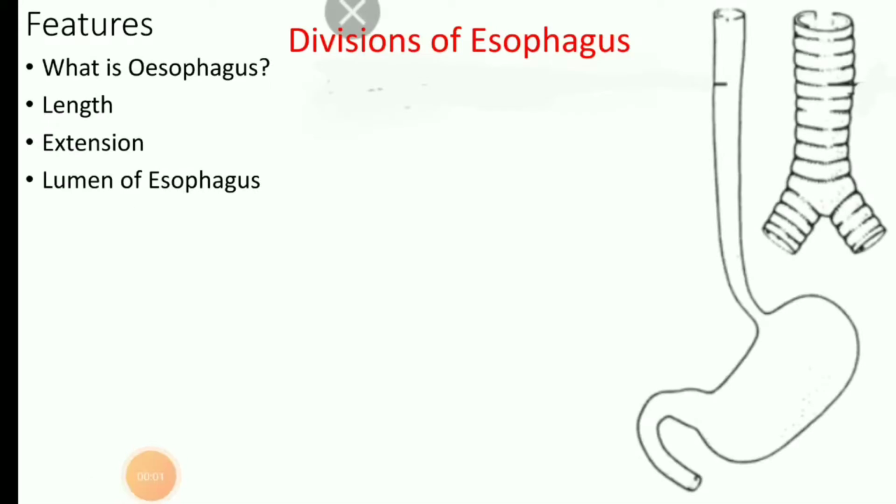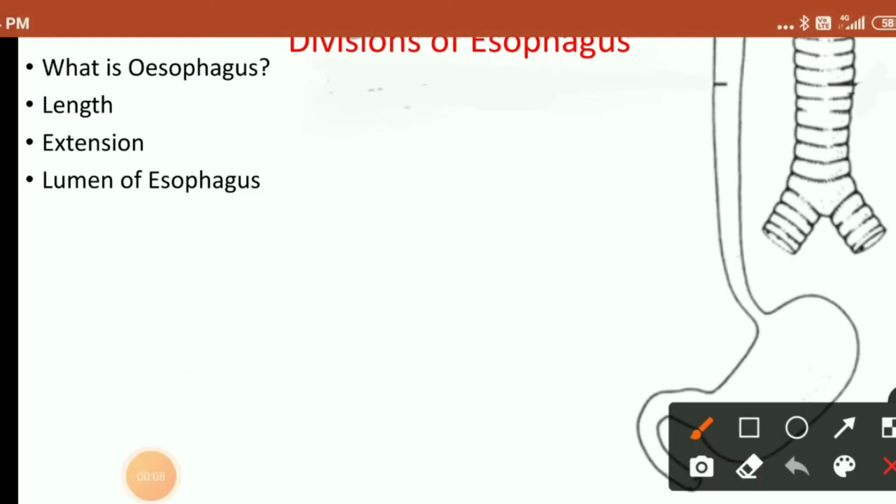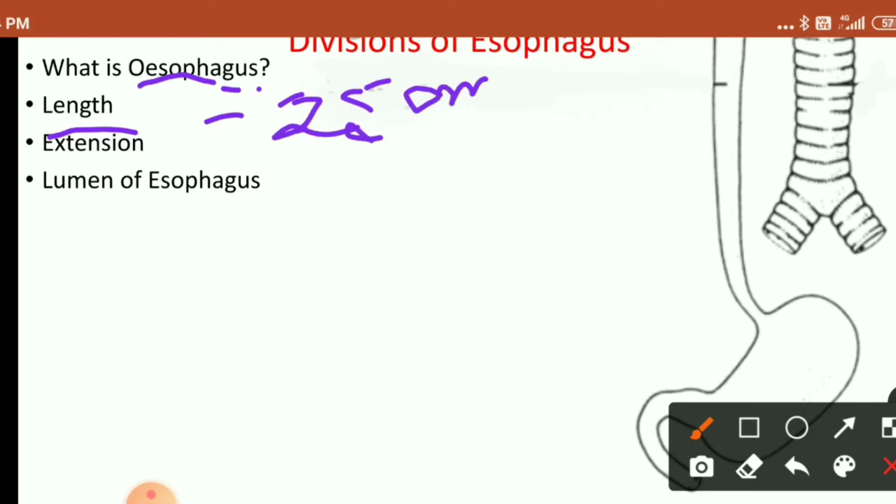Okay, now we come to the features and divisions of the esophagus. What do we mean by esophagus? We know that the esophagus is a part of our digestive system. It is a part of our GIT. Basically it is a muscular tube which carries food to the stomach from our oral cavity. So basically we say that the esophagus is a food pipe. Now what is the length of the esophagus? In an average adult, the length is approximately 25 centimeter.